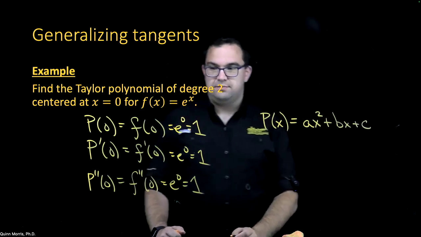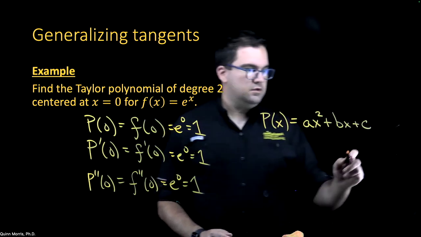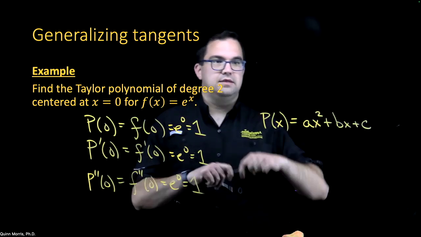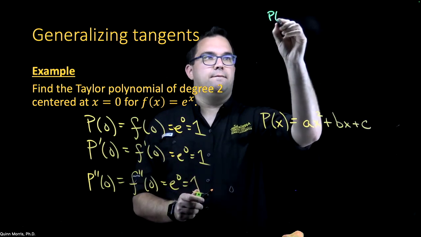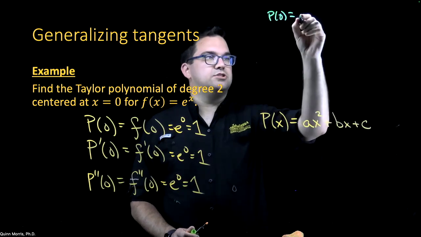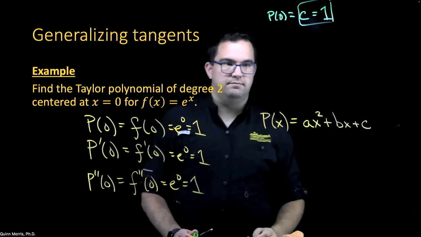First, I'm going to use the fact that p of 0 should be 1. So let's see, p of 0: those terms are going to be 0, and that's just going to be c, and that ought to be 1. So I know c has to be 1.